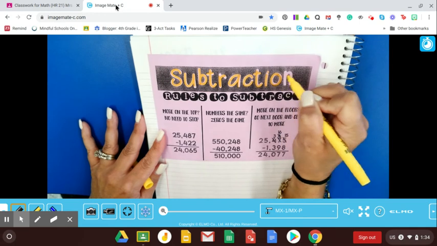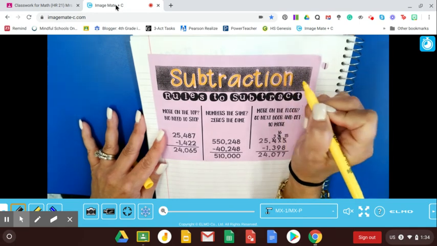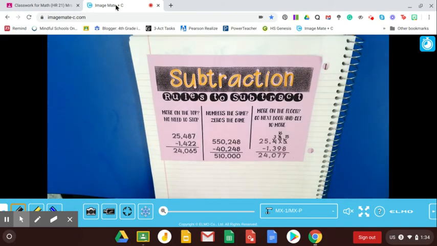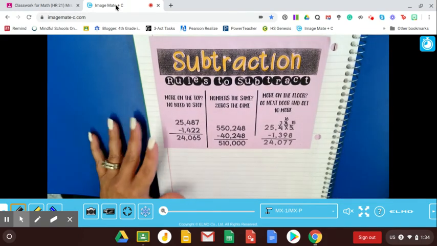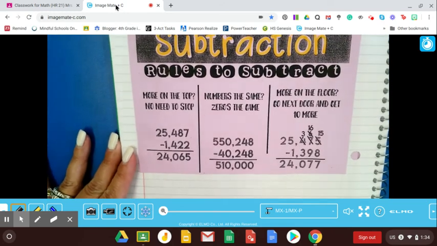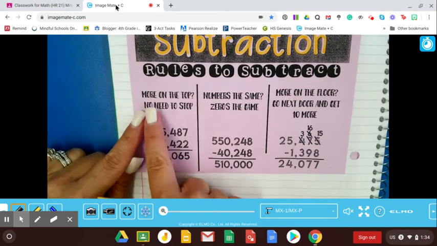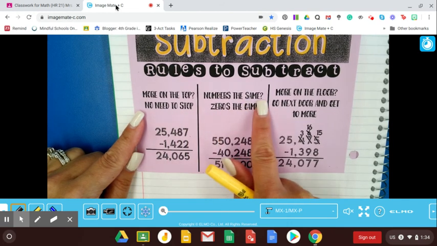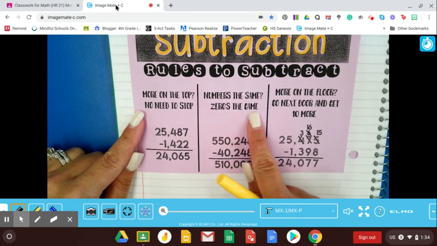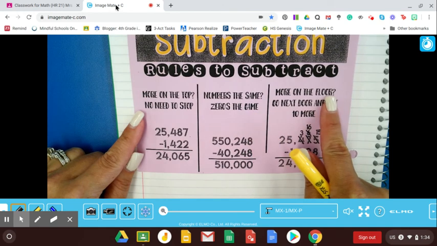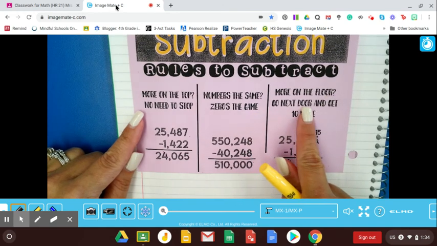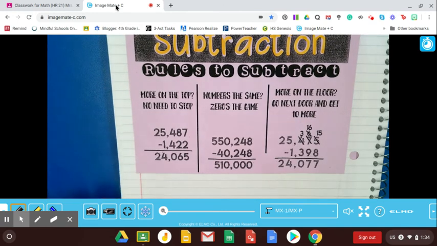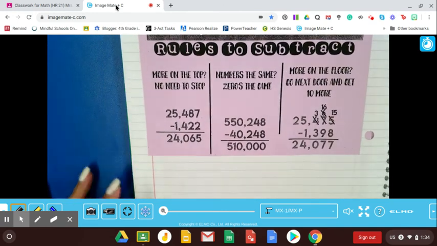Just like with addition, in 4th grade, subtraction is the same as it always was. The only difference is that we're using larger numbers. I love this saying. More on the top, no need to stop. Numbers the same, zero's the game. And more on the floor, go next door and get 10 more. So here's what that means.